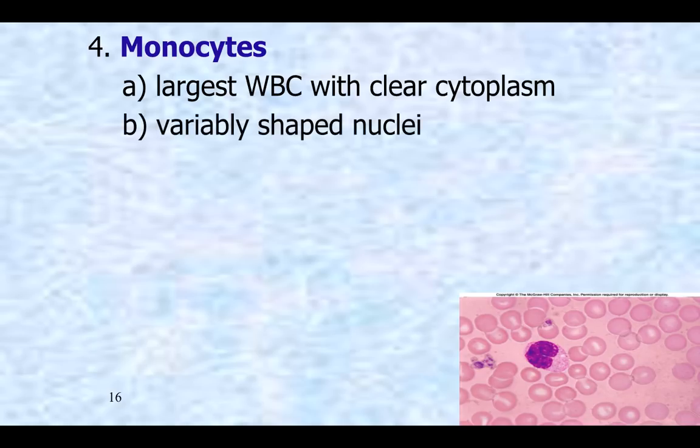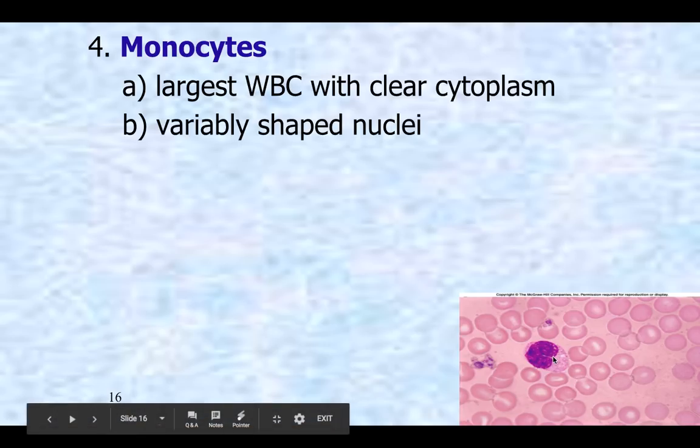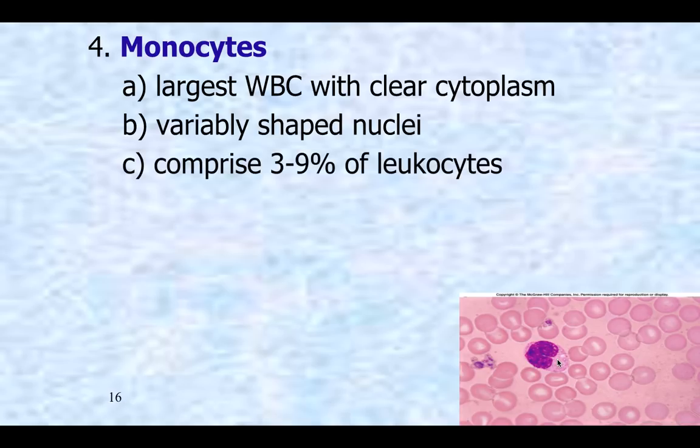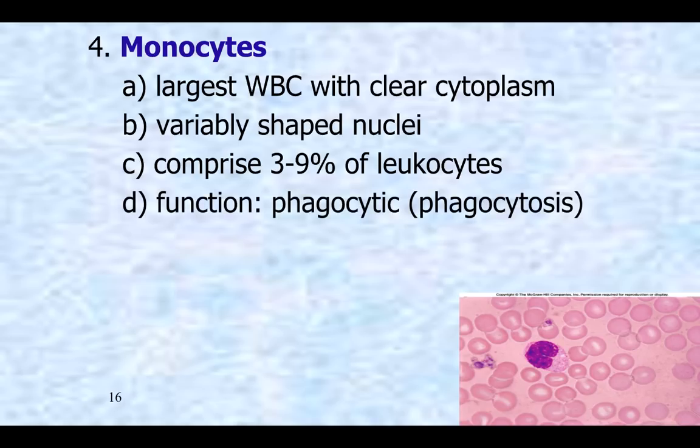Their nucleus can be a lot of different shapes. This one happens to be a U shape. They take on a lot of different shapes, but our telltale sign is that I really don't see any granules here. They comprise 3 to 9% of our white blood cells or leukocytes, and their function again is phagocytosis, just like our neutrophils. So they engulf large particles.